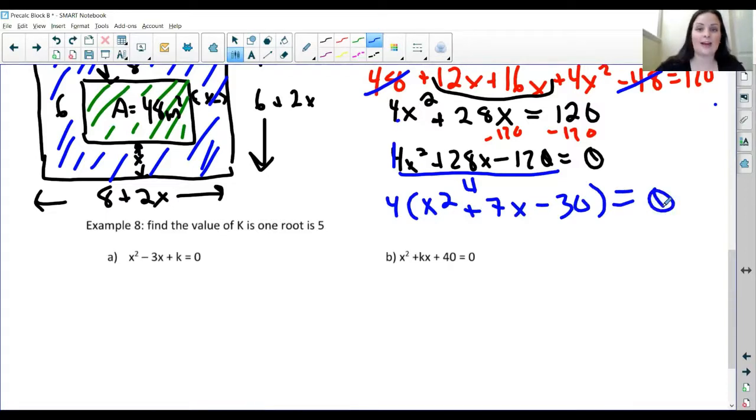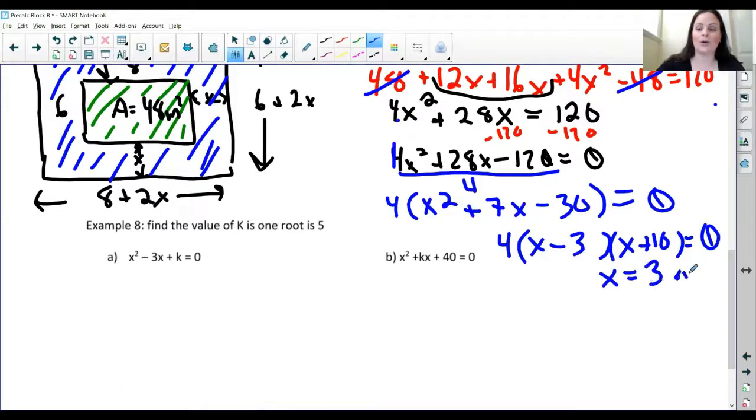Now I have to only factor a simple trinomial. So I'm looking for two numbers that multiply to negative 30 and add to positive 7. So the larger of the two is going to be the positive one, and the smaller is going to be the negative. And so the numbers are going to be 3 and 10. That means in my solution, x can equal either 3 or negative 10.